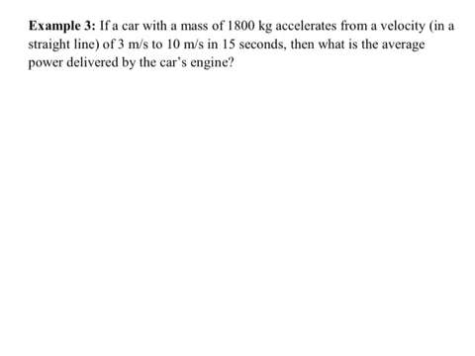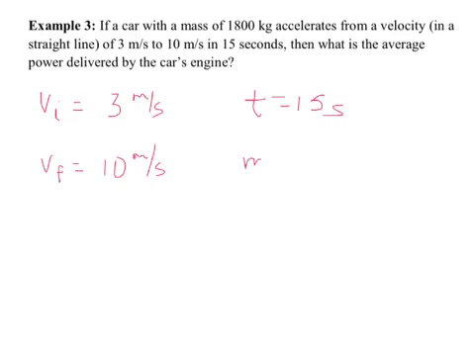Smitty? The initial and final velocity. Good. It's in a straight line, so we don't have to worry about differentiating between velocity and speed. They'll be the same thing. Initial is? Initial is 3 meters per second. And then 10 meters per second. Okay. What else do I know here? Time. Reese? Time was 15, and then mass, which is 1,800. All right.